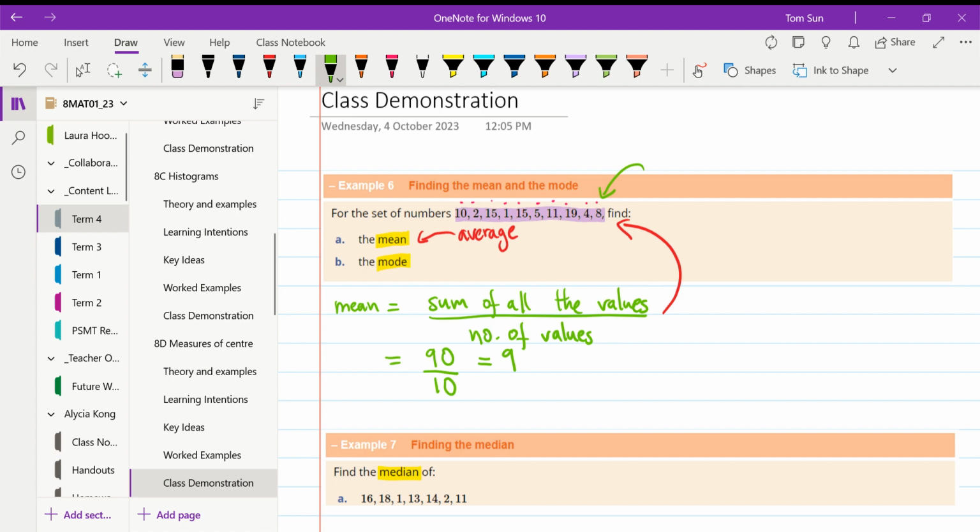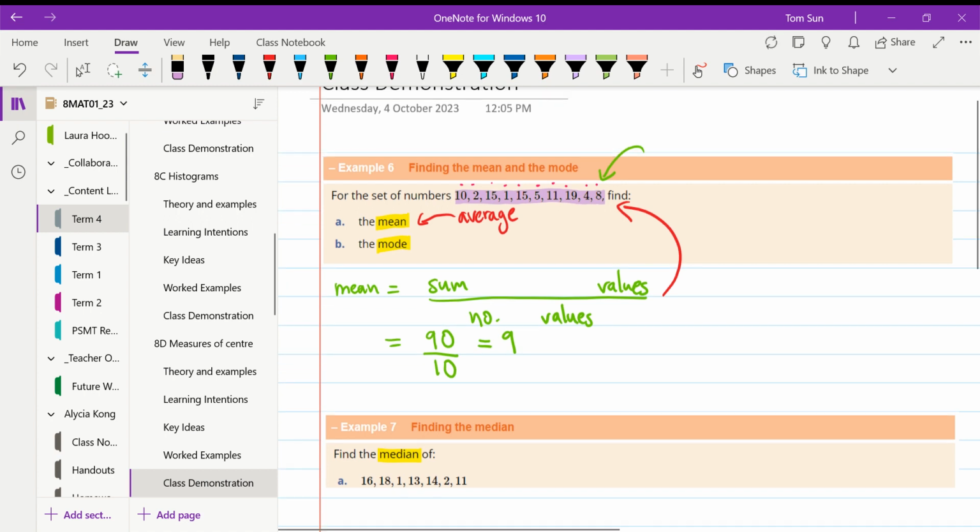So the mean of this data set that's been given to you is 9. That's how you figure out the mean: the sum of all the values divided by the number of values. If you don't want to write all of this, you can just write sum of values divided by number of values, and then that tells the reader of your question what you're doing there.